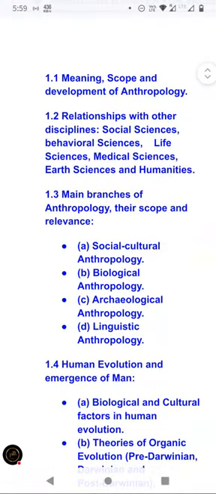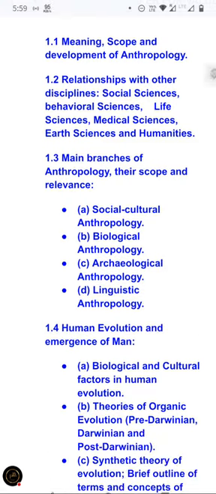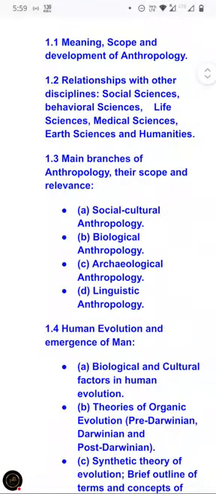So the lecture will start at 6 p.m., which is only 2 to 3 seconds away. So here I want to tell you that this subject is very interesting and very easy to cover each and every topic of the UPSC syllabus given in this subject. Okay, so let's start the introductory part of the anthropology series.